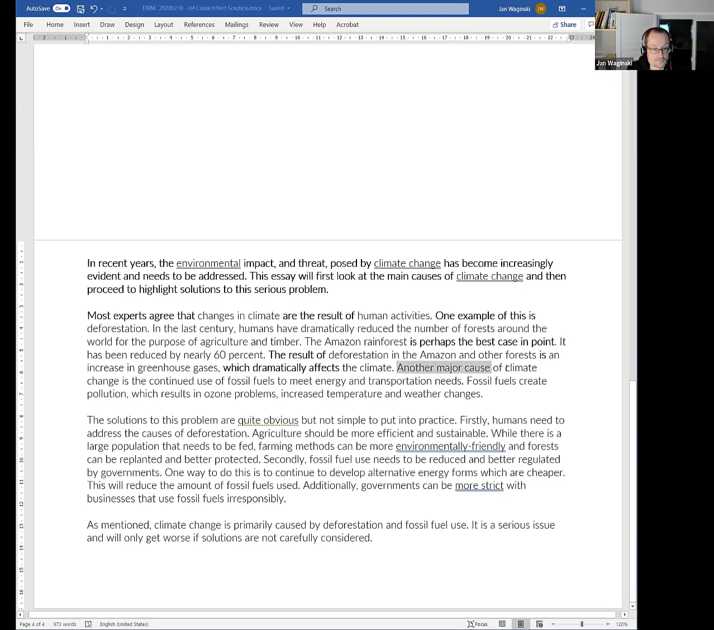Then he gave another cause. Okay, the continued use of fossil fuels to meet energy and transportation needs. Right, so he didn't talk about specifically what we use energy for or what kind of transportation we're using, just that any kind of use of fossil fuels for energy and transportation results in pollution. Ozone problems, increased temperature. Just ended by saying weather changes, climate change. The solutions to this problem are quite obvious, but not so simple to put into practice. That's a very nice introduction.